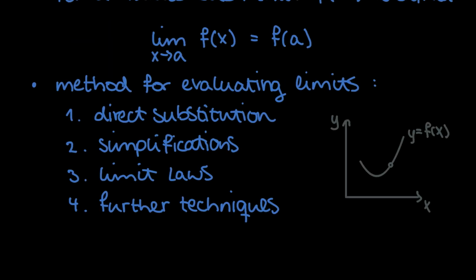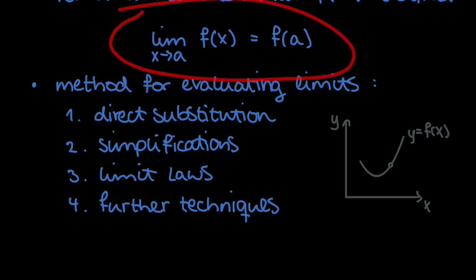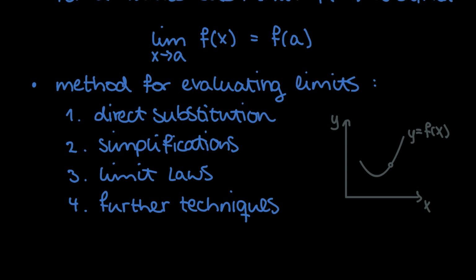Now, there are multiple methods for evaluating limits, and sometimes we need to combine two or more of these methods in order to successfully evaluate a limit. So the most basic one that we already covered is direct substitution. That is this method, but of course the function has to be defined at that point.